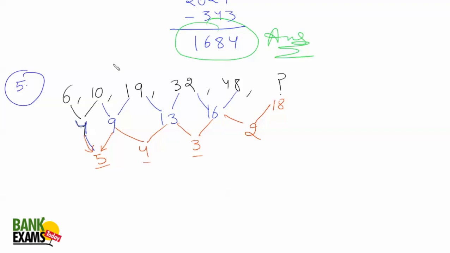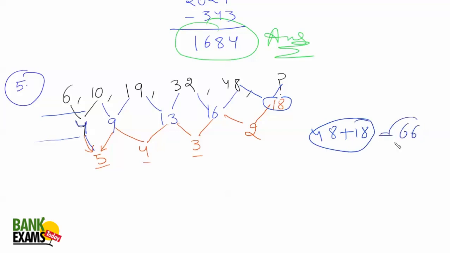So that is not our answer. First of all, we got 18 here, the second step. 18 is not the question mark here. So 48 plus 18 is the question mark, and that is 66. So 66 is our answer.